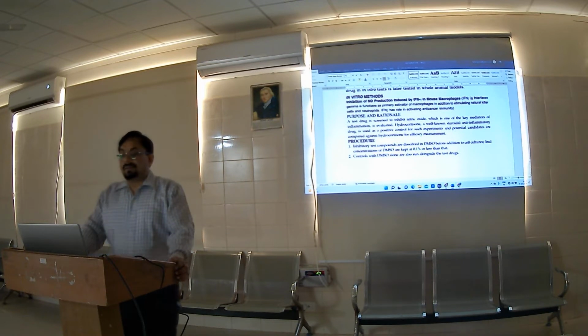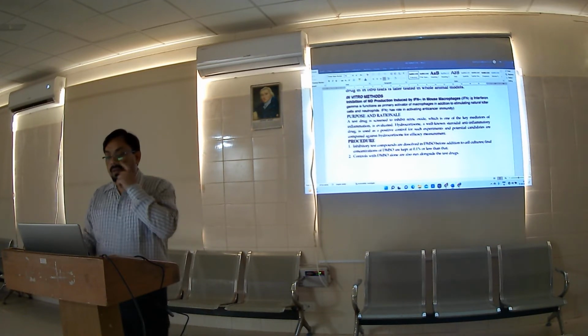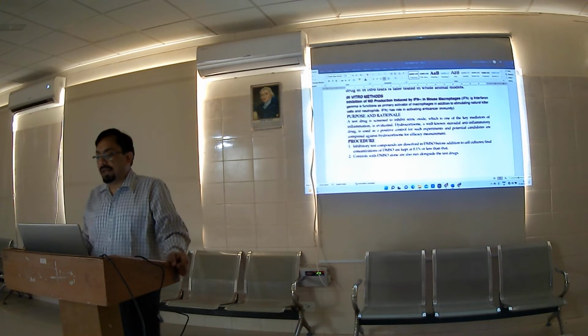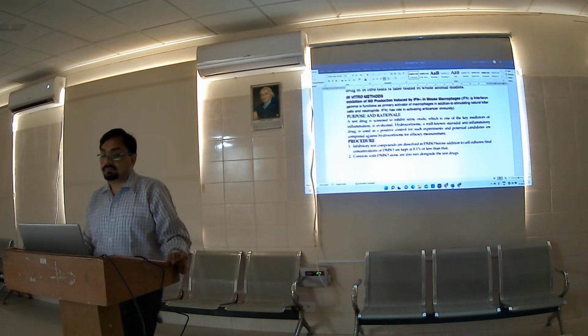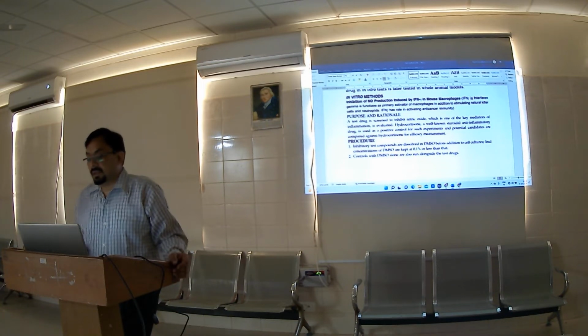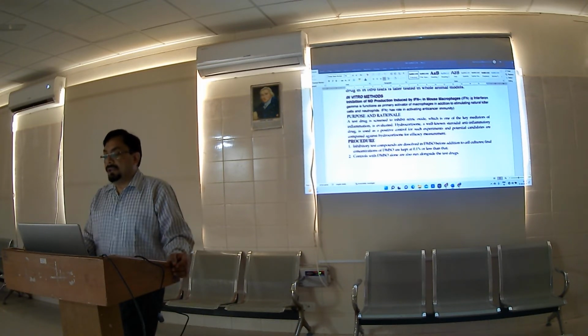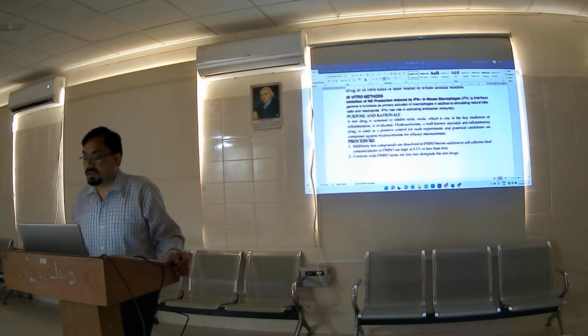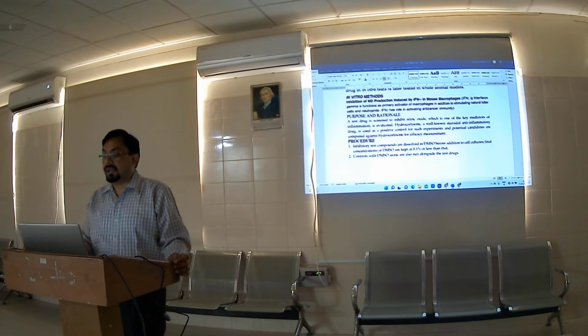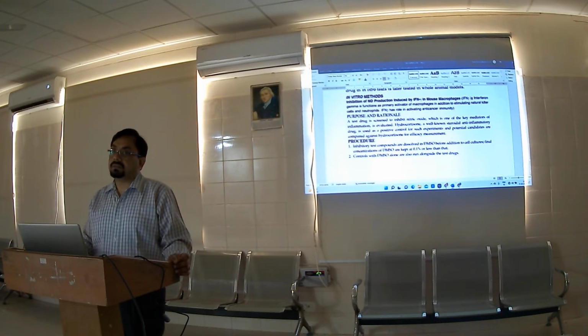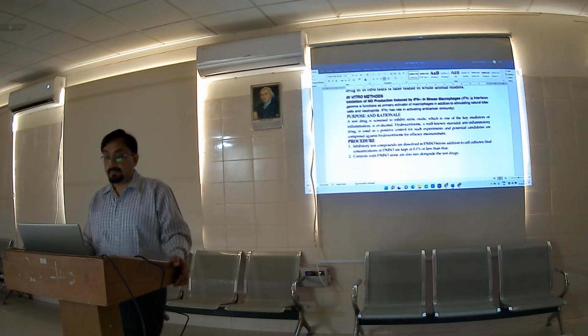So what is the purpose and rationale? A test drug is screened to inhibit nitric oxide, which is one of the key mediators of inflammation. It is evaluated. Hydrocortisone, a well-known steroidal anti-inflammatory drug, is used as a positive control for such an experiment, and potential candidates are compared against hydrocortisone for efficacy measurement. So the standard or positive control is hydrocortisone.